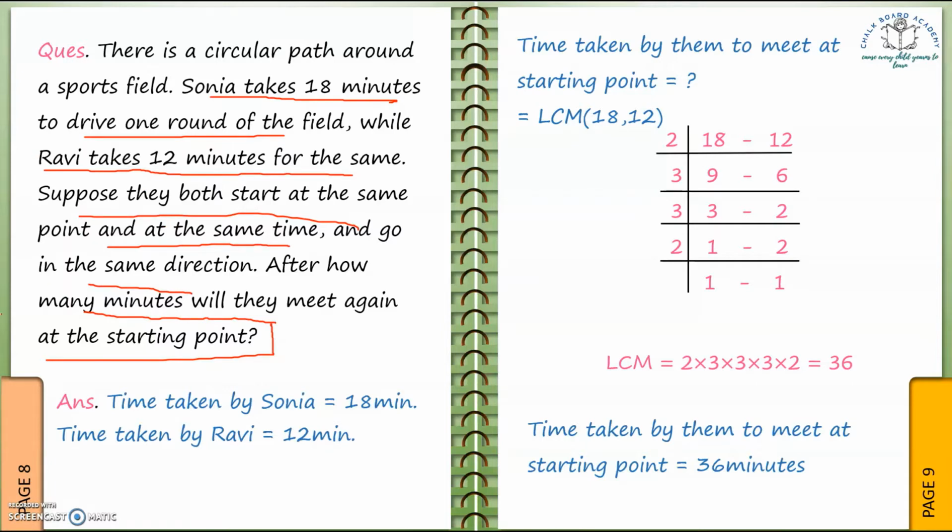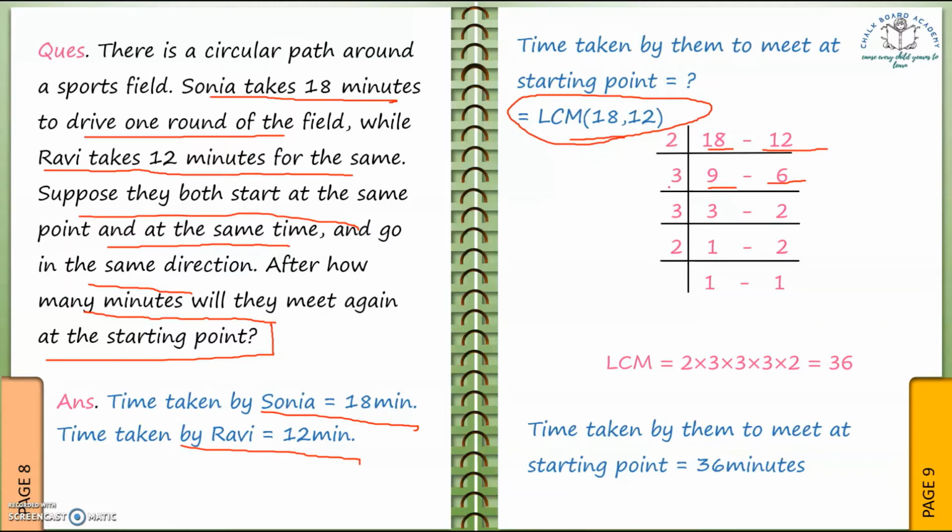So we know that Sonia takes 18 minutes and Ravi takes 12 minutes. So now we are calculating the LCM of 18 and 12. Again by the same method, by prime factorization, 18 and 12 both are even numbers, so dividing by 2 we got the result: one even, one odd and one even. So we are going to divide by any number by which they are divisible.